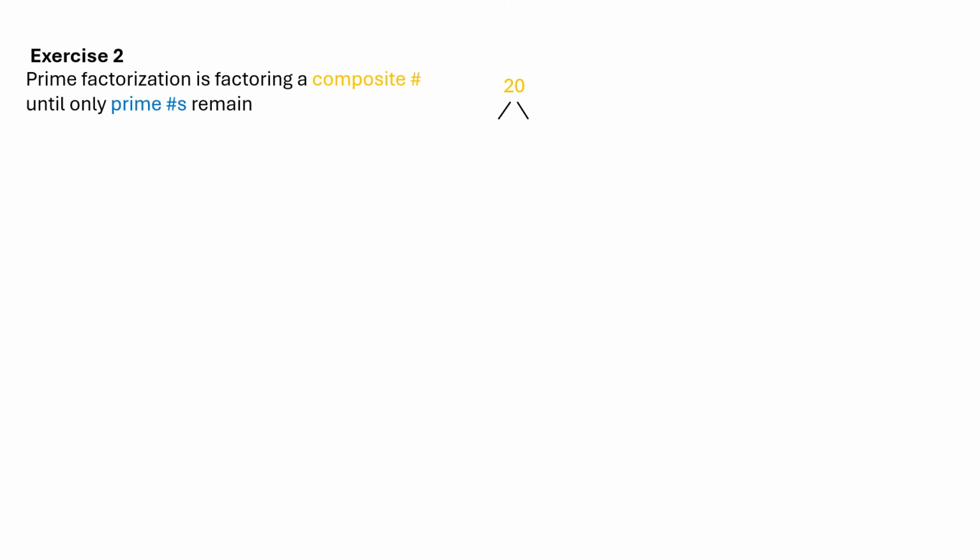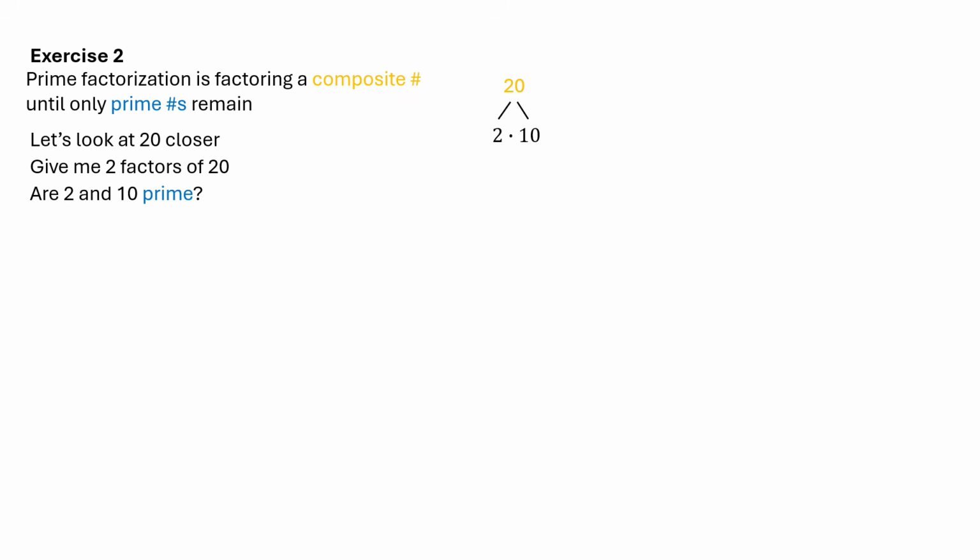Let's try another number. How about 20? Give me 2 factors of 20. Any 2 factors of 20 that's not 1 and 20. I'm going to choose 10 and 2. Are 2 and 10 prime? Well, we know the 2 is prime. He's the only even prime number. But 10 isn't. So that means we can break it down some more.